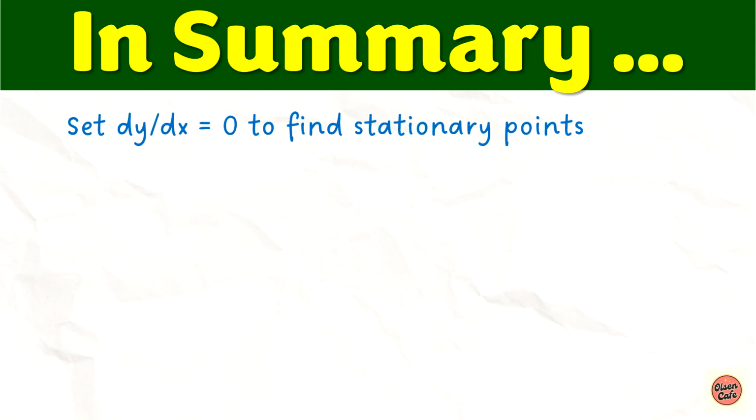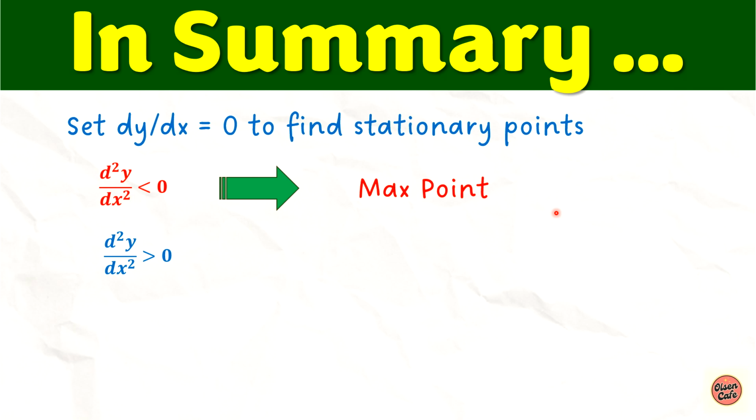In summary, if you want to determine the nature of the turning point using the second derivative test, what we need to do first is to set dy/dx equal to 0 to find the stationary points. Then we need to find the second derivative. If it is less than 0, we can conclude that this will give us a maximum turning point. And if the second derivative is greater than 0, then this will give us a minimum turning point.